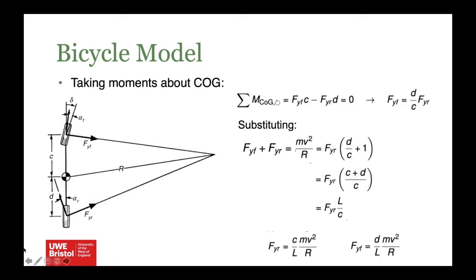Which is the rear picture here. That's because obviously if you've got more mass on the front, this point here is going to go towards the front. And more mass on the front means that it's the D upon L which is bigger than C upon L, which is the way that works. So front is D upon L mv squared upon R, and back is C upon L mv squared upon R because of where the weight distribution lies.